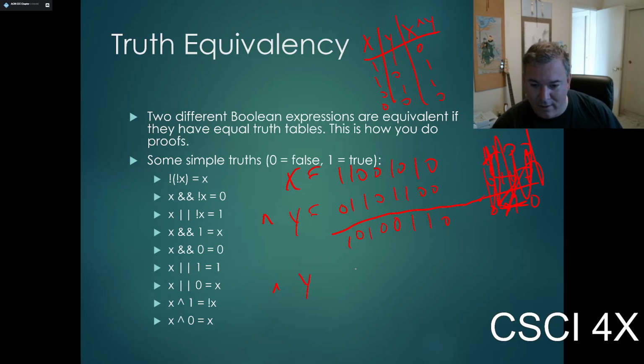XOR this result with y again. So y was 0, 1, 1, 0, 1, 1, 0, 0. Okay, from the top, what is 0 XORed with 0? False. Here's the truth table. 0 XORed with 0, 0. What is true XORed with 0? True. True XORed with true? False. Very good. False XORed with true? True. False. False, true, true. That's X. Look.